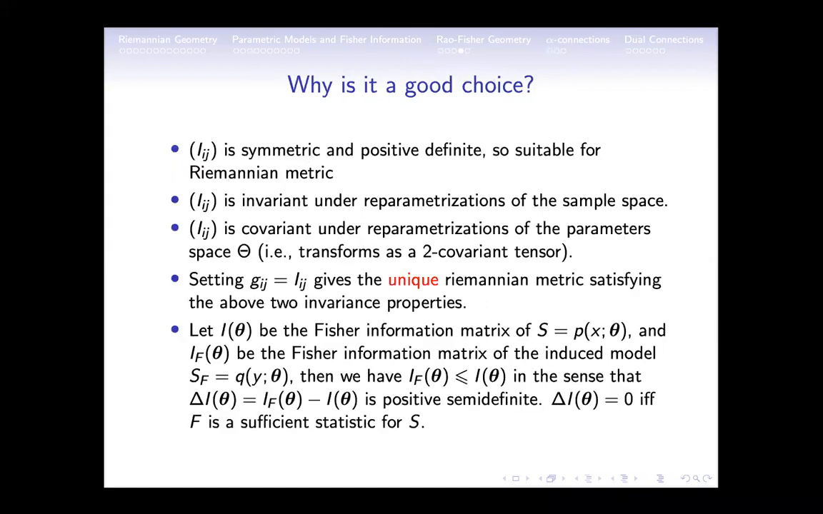Now, why is this a good choice? There is a question in the chat, if you can look at it. Sure. Oh, I see, Anupam has already answered this, but still. The positive definiteness is ensured by the linear independence of the partial derivatives. Should I go back to it, or is it okay? Yeah, it would be nice if you can go back to it once. Yeah, sure.